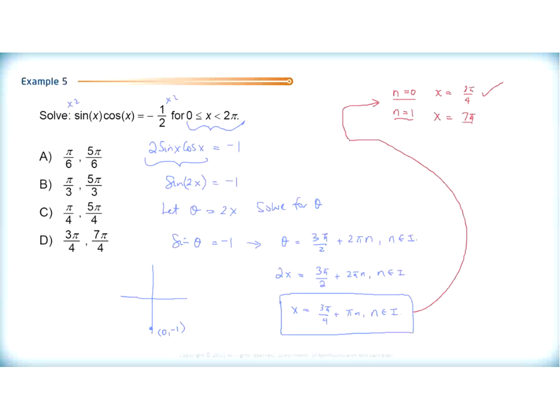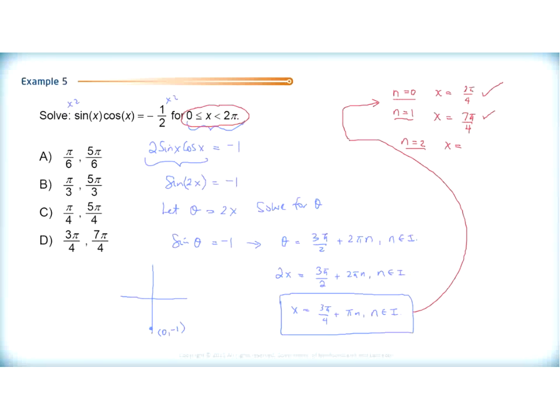Let's plug in n equals 1. If I plug in n equals 1, I will get 3 pi over 4 plus pi, which is 4 pi over 4. So that will give me x equals 7 pi over 4. Is 7 pi over 4 in the domain between 0 and 2 pi?